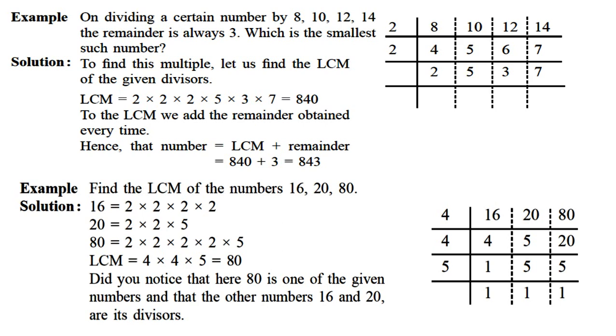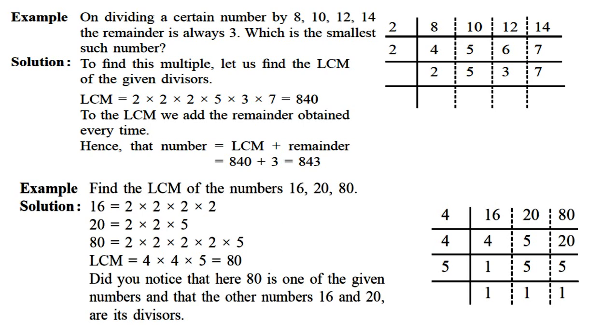To the LCM we add the remainder obtained every time. Now the LCM is going to be 840 and in the sum it is given that the remainder is 3. So 840 plus 3 is equal to 843. So the number is 843. You can check this sum by dividing 843 by 8, 10, 12, 14. You will always get the remainder as 3.